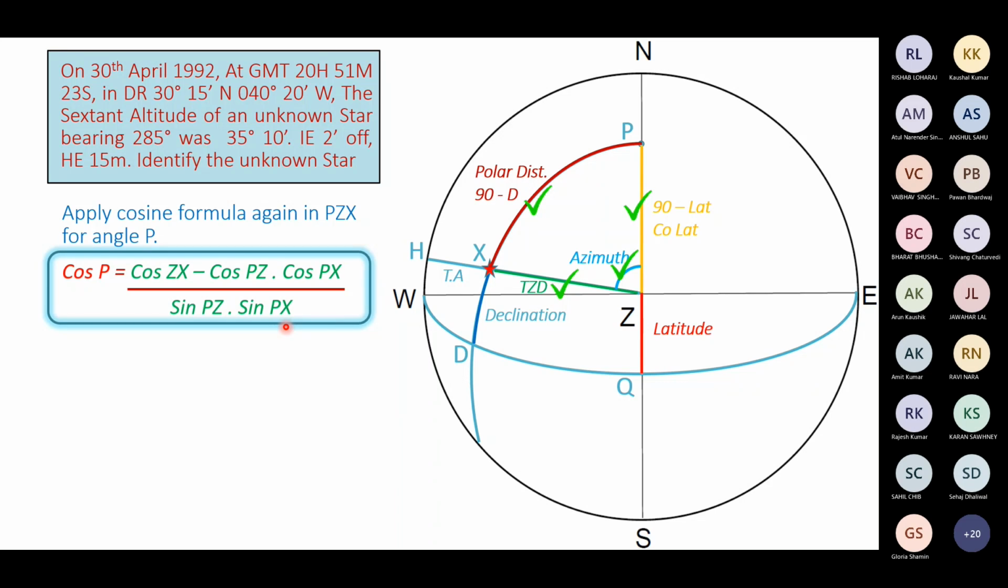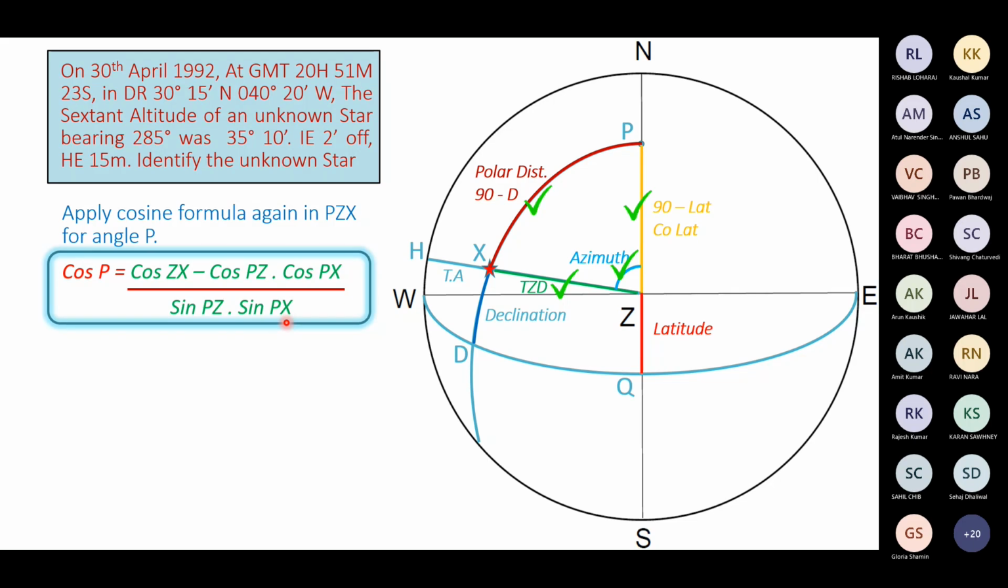And if you look carefully in the cosine formula, you will see that all the data items on the right hand side are known to us. The first thing is ZX, which is the true zenith distance. It is known to us. Second is side PZ, which is the colat, known to us. Third is PX, or the polar distance, which we just now calculated in our previous step. This is known to us. In the denominator, PZ and PX, both these parts are known to us.